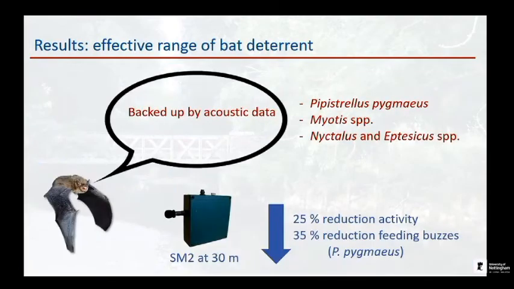So these results are backed up by acoustic data on Pipistrellus pygmaeus, Myotis species, and Nyctalus and Eptesicus, where we get a 25% reduction in activity at that 30 metres. So I placed my bat detectors, my SM2s, at 30 metres, so I was able to pick up bat calls and some effect, but also not so much of the deterrent, because obviously that's acoustic, and otherwise you can't really see what's going on with the bats.